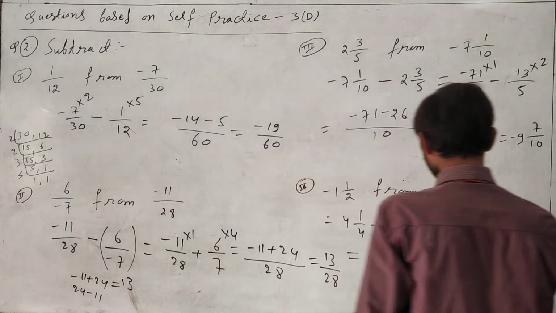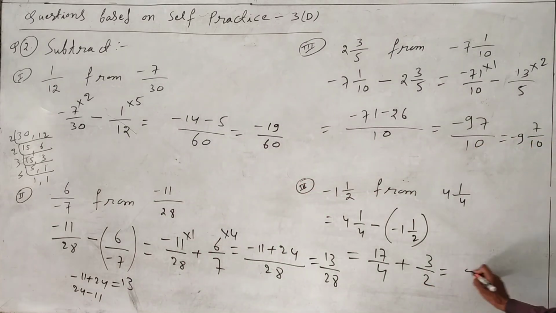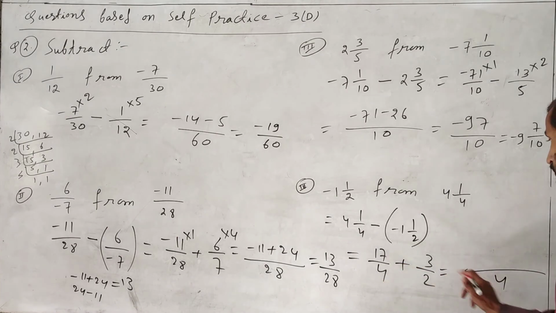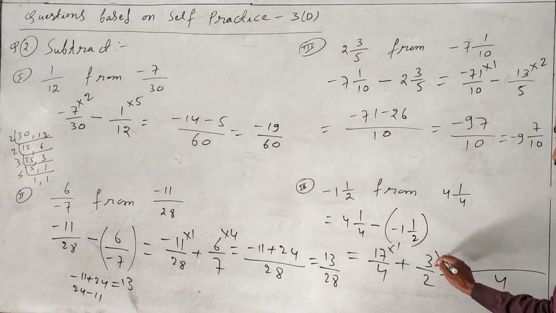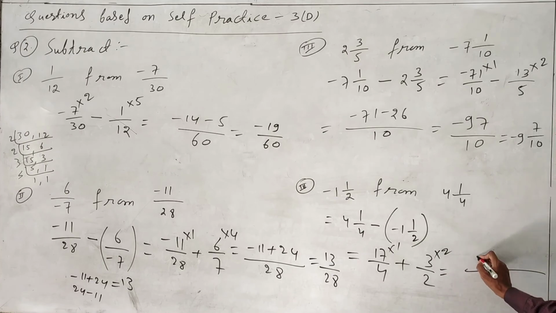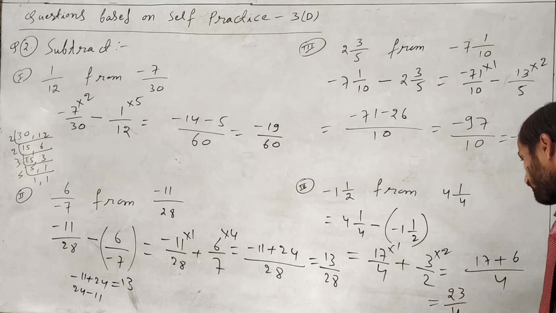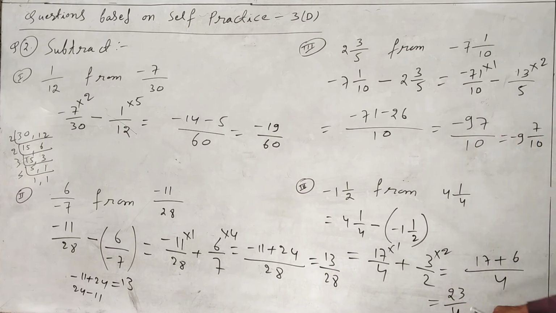Now you take the LCM. The LCM of 4 and 2 will be 4 only. After that, 17 in the 4 table is once only, and in the 2 table, 2 threes are 6. So 17 plus 6 will come 23 upon 4. After that convert into a mixed fraction, then you will get 5 3 upon 4, because 5 fours are 20, 20 plus 3 is 23 upon 4. Like that you have to do question number 7.